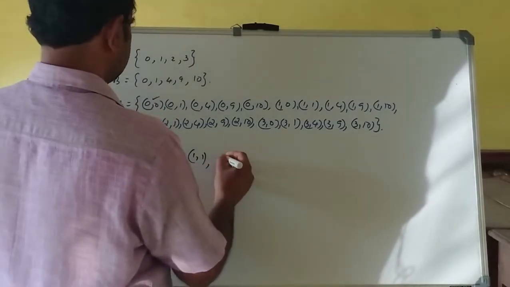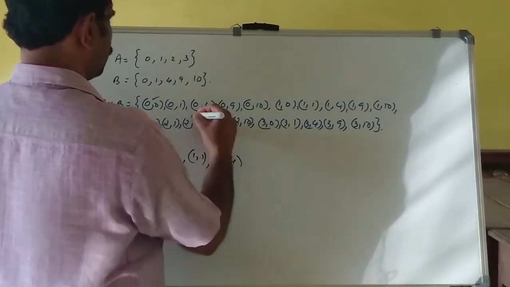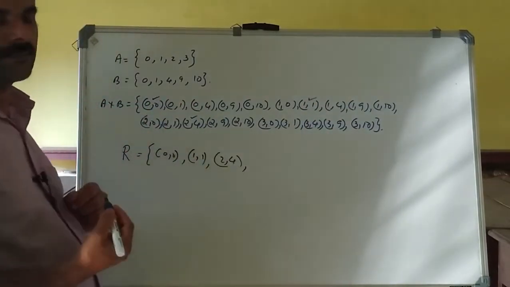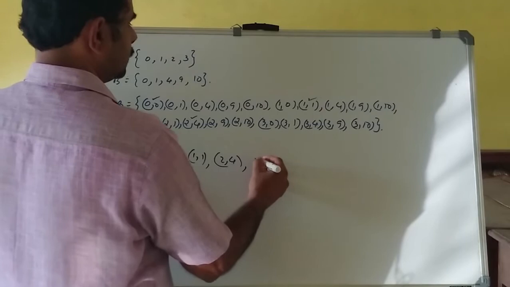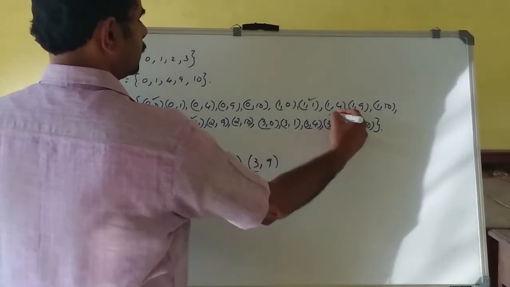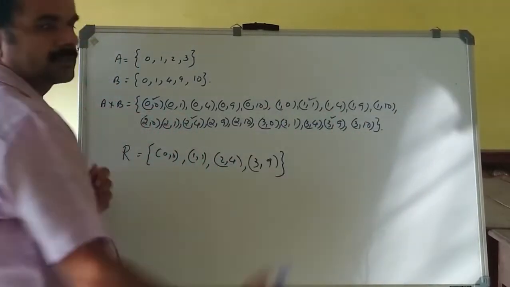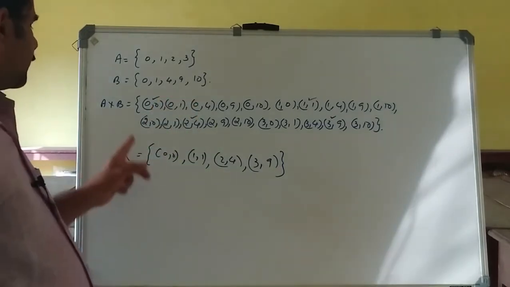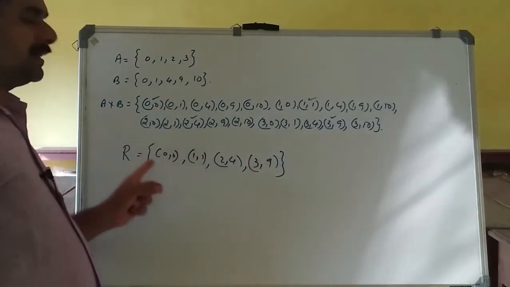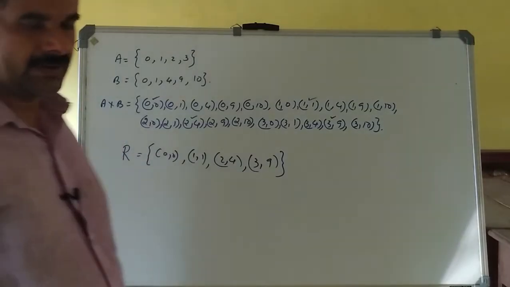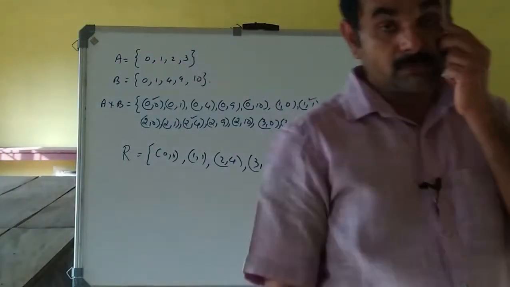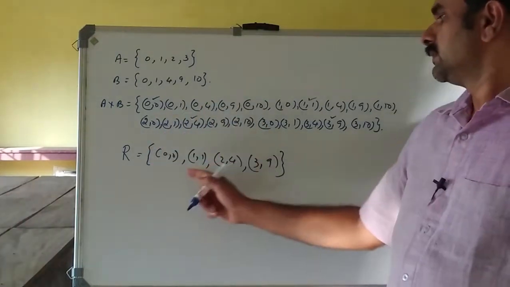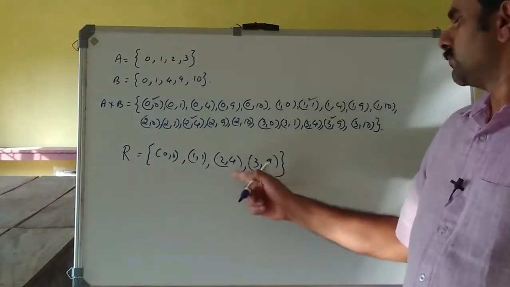Second number 2 for this one. (1,1) is this one, 2 for this one. Next number is (3,9) and closing this. This is a subset of A cross B and I am saying that this subset is a relation defined from A to B or defined on A cross B. So R is equal to {(0,0), (1,1), (2,4), (3,9)}.